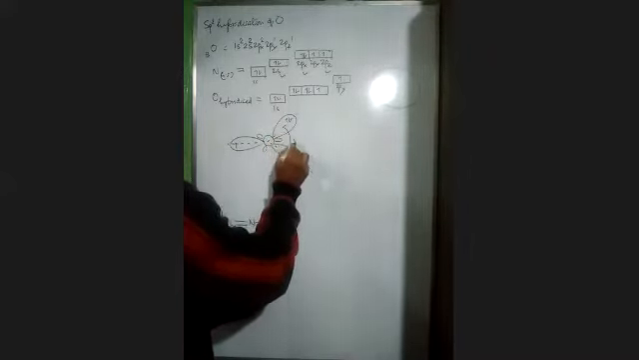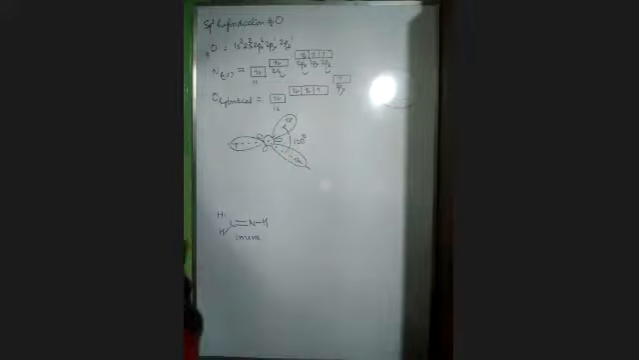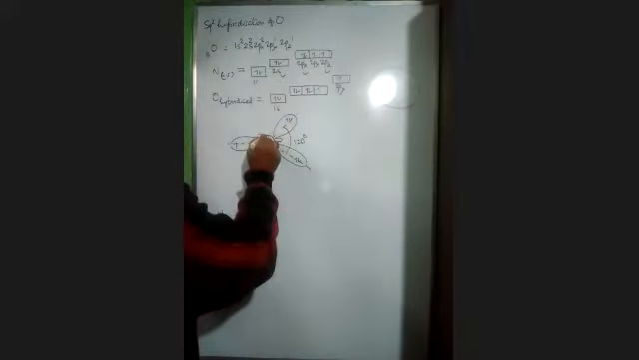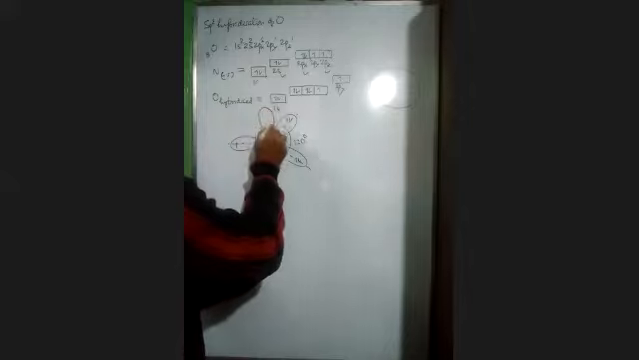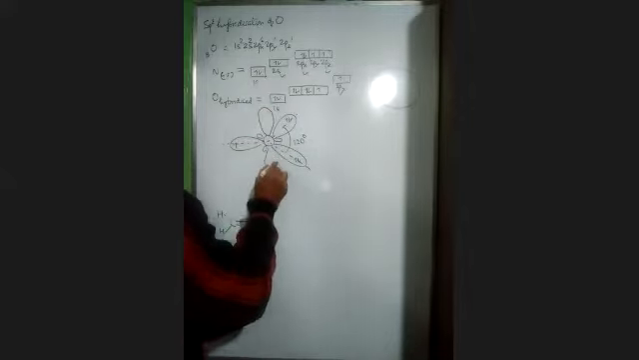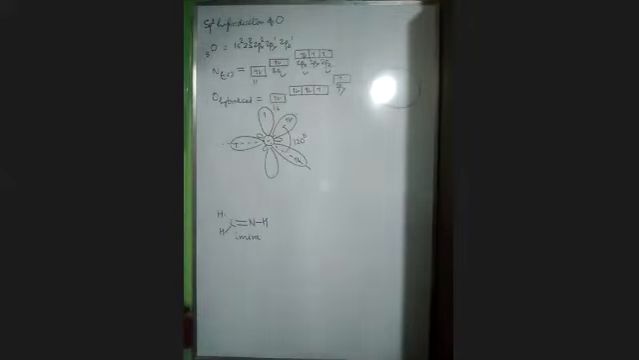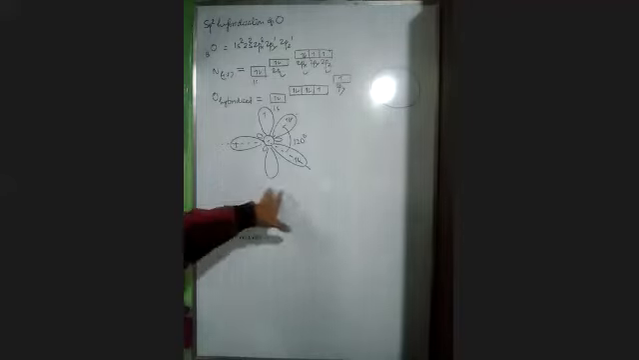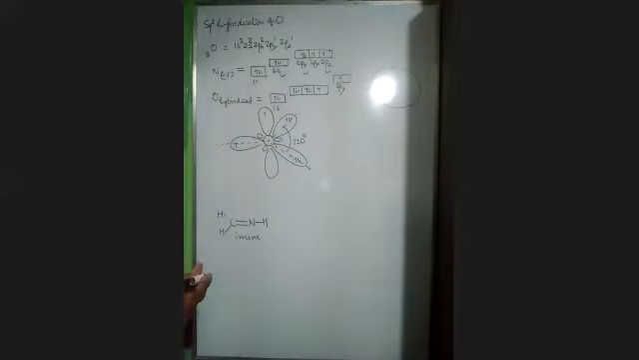This is 120 degrees. And this one did not mix, so it is not going to change its shape. It will be dumbbell shaped. Right. So this is the sp2 hybridization orbital diagram of oxygen. You can write down the orbital diagram of sp2 hybridized oxygen.